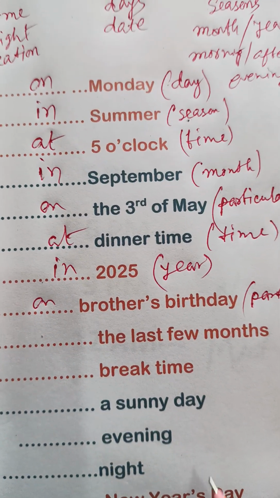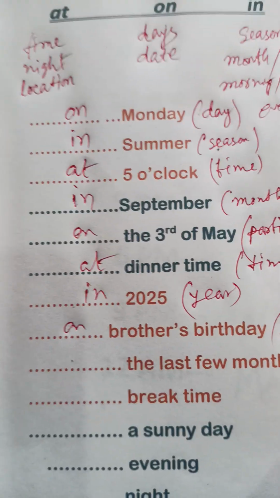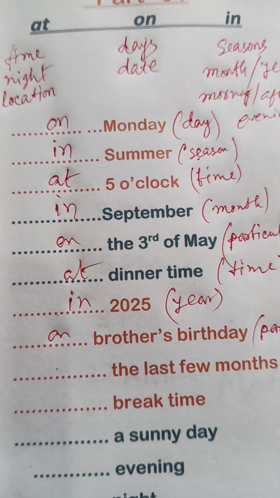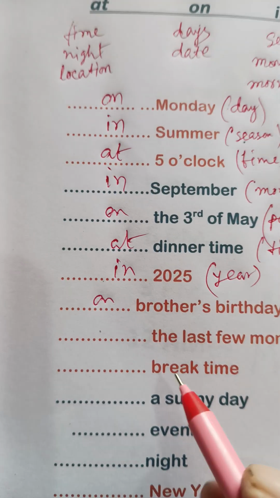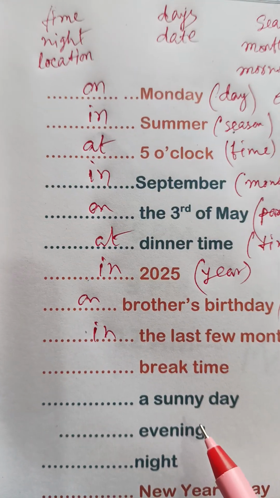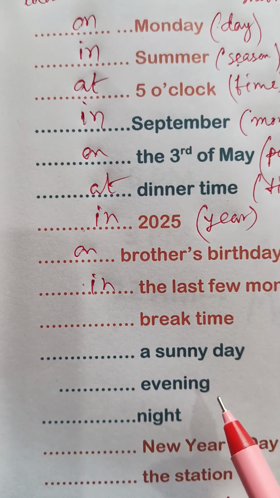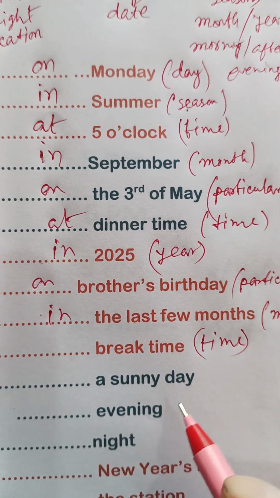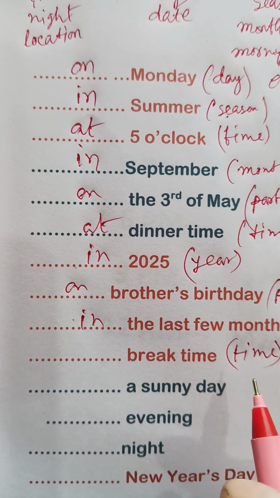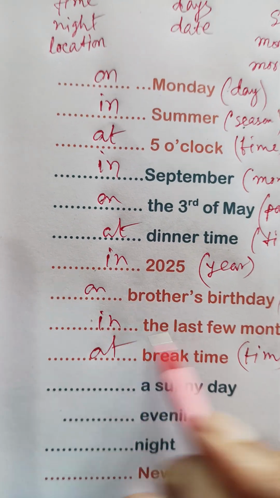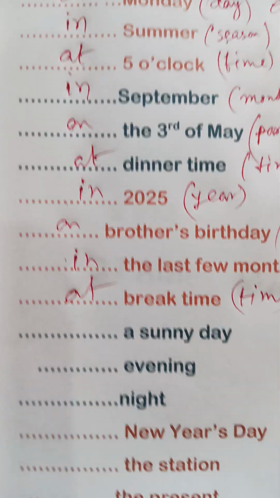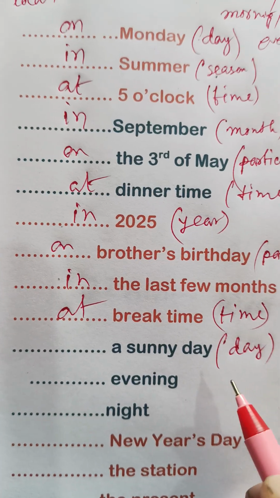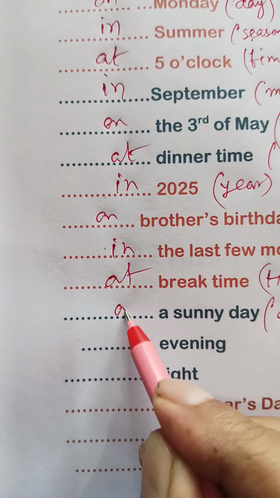The last few months, so use in. Break time is a time, so we use at. A sunny day. Sunny day is a day, so we use on.